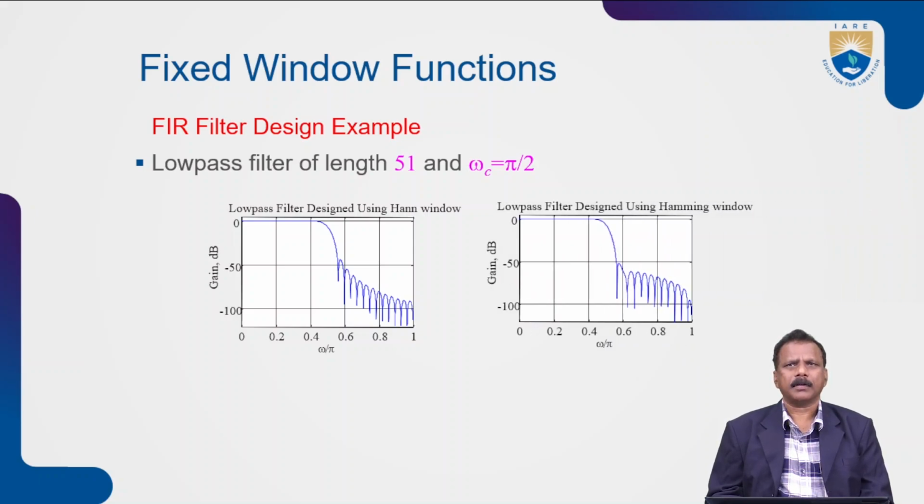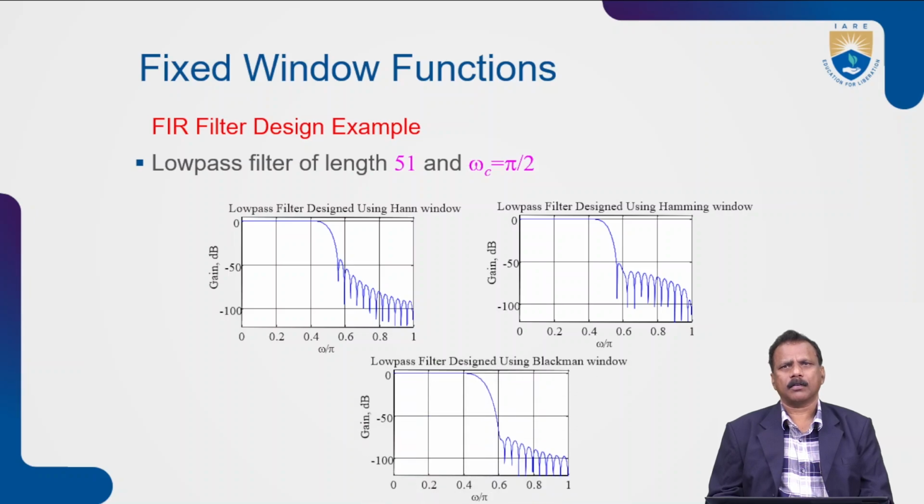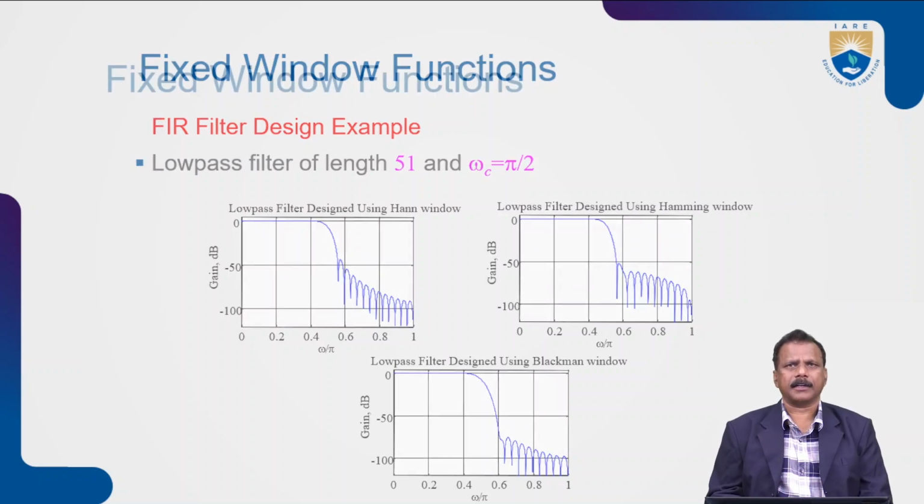Now coming to the low pass filter design using the Hamming window. What are the major observations while using these low pass filters of length 51 and omega c equal to pi by 2? Like this, the low pass filter is designed using the Blackman window. So how is it affected in the FIR filter design? The low pass filter of length 51 and omega c equal to pi by 2. This is the major variation.